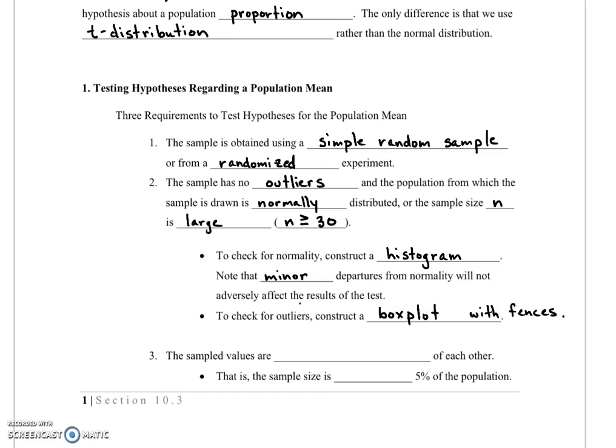And our third requirement is that the sampled values are independent. And that means that the sample size is less than 5% of the population. And if you remember in notation, we wrote n is less than 0.05 capital N, because lowercase n is the sample size and capital N is the population size.